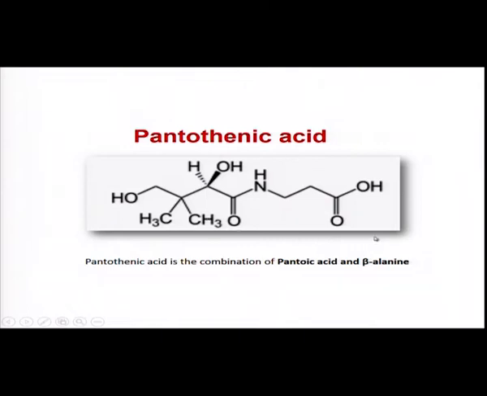You have alpha amino acids and beta amino acids. Since it is a beta configuration, we call it beta alanine. So, you have the carboxylic group of the dimethyl dihydroxy butyric acid forming an amide linkage. This way you have pantothenic acid, and thereby you have two different entities connected by an amide linkage.